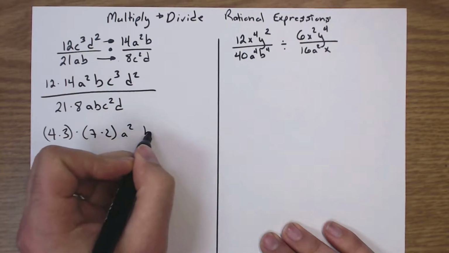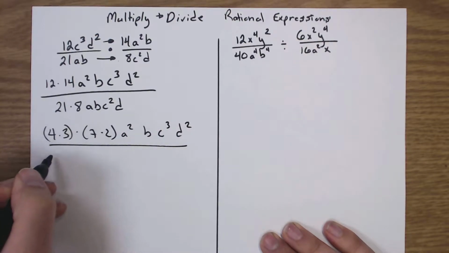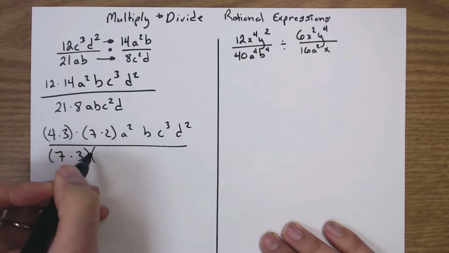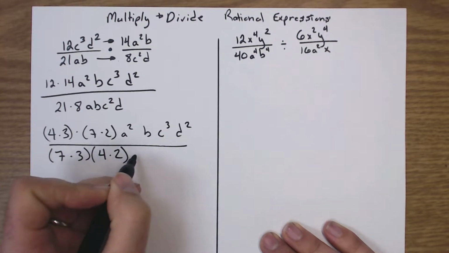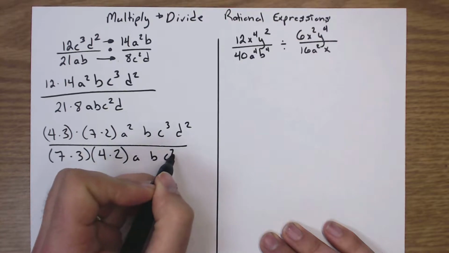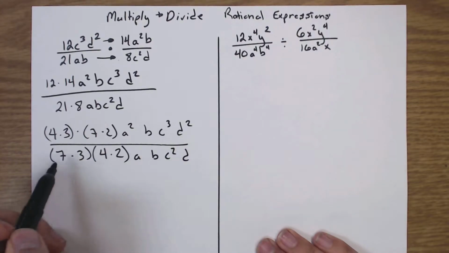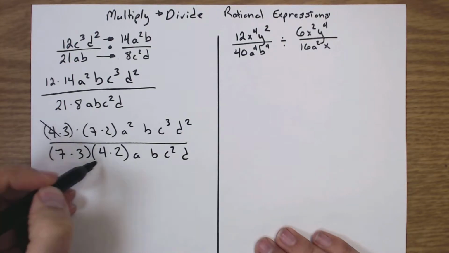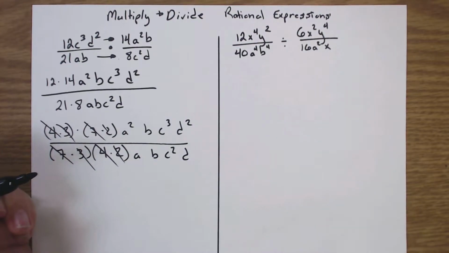Then I'm just going to list off all of these things that are still in my numerator. Now I'm going to split up the 21. We have a 7 and a 3. And the 8, we have a, let's see, a 4 and a 2 in there. And then we still have an A, a B, a C squared, and a D. Now you'll notice everything's multiplied everywhere. So we don't have to worry about, can I cancel that, can I not? You can cancel whatever looks like it can cancel. 4 and 4, awesome. 7, 7, cool. 3, 3, 2, 2, beautiful. Just like magic, except magic's not real.